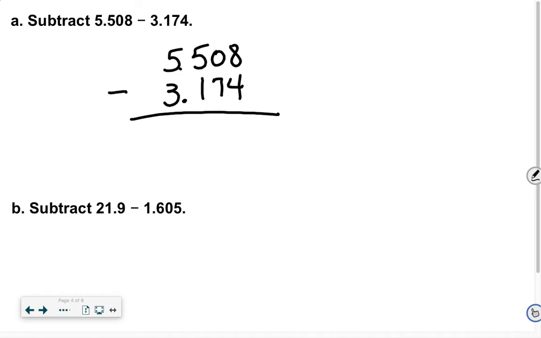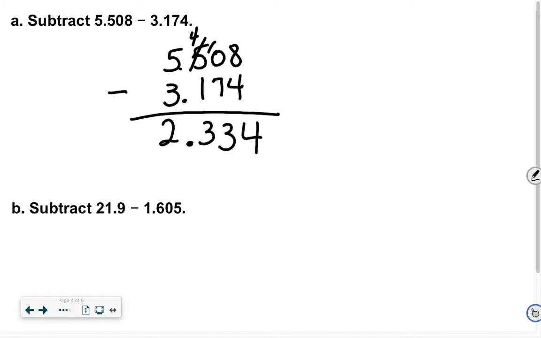Okay? Now, do I subtract just like normal? Yes. Sure I do. 8 minus 4 is? 4. Can I take 7 from nothing? No. No, so I have to regroup. 10 minus 7 is? 3. 4 minus 1 is 3, keep my decimal, 5 minus 3 is 2. 2. Okay?